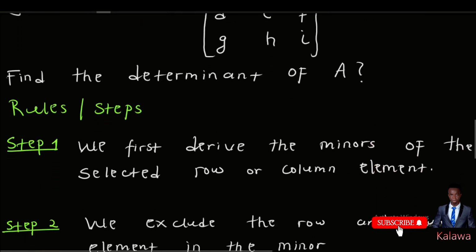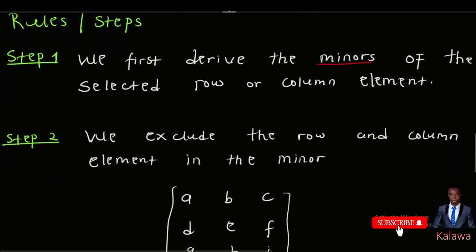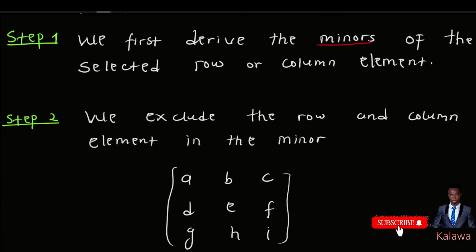One of the rules is we first derive the minor. So I'll explain what the minor is. The minor of the selected row or column element. Step 2, we exclude the row and the column elements in the minor.